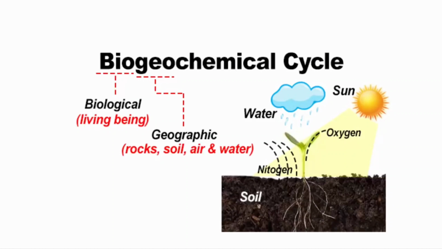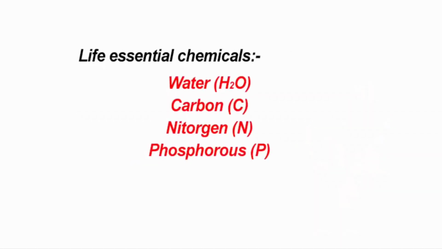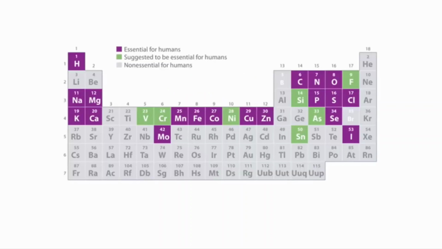components of the environment. If I have to explain with an example, what are the essential chemicals that are present in the environment that determine life on earth? Can you think of them? Water, H2O. It is important, right? Then we have carbon. Then we have nitrogen. Another one is phosphorus. There are many more, but these are some important chemicals.